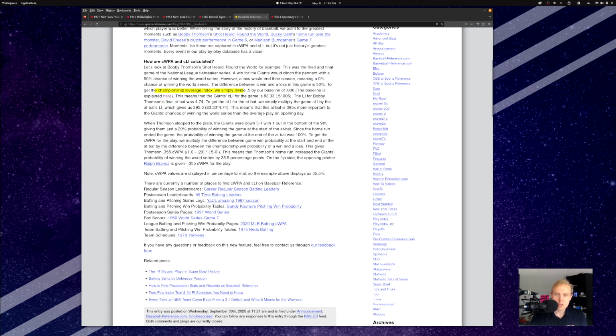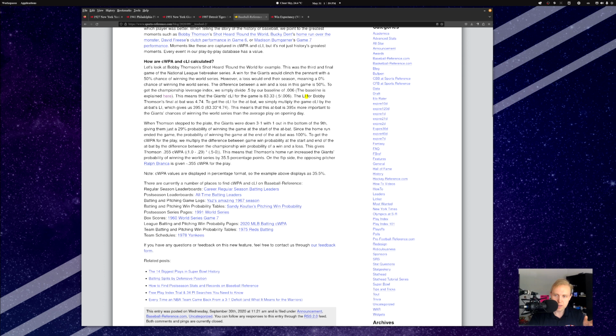And then you divide that 0.5 by the baseline of 0.006. The baseline is explained here. We'll look at the baseline in a second. That means the Giants' championship leverage index for the game is 83.3 because it's 0.5 divided by 0.006.